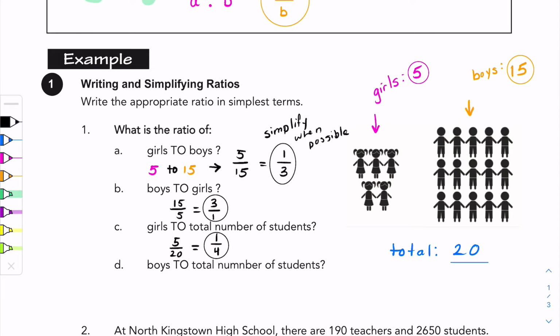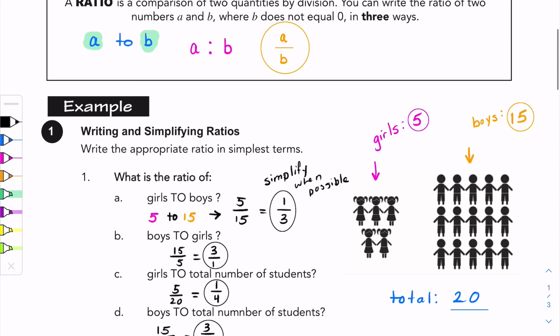And boys to total number of students, that would be 15 to 20. That simplifies to 3 over 4. That means for every 3 boys, there's 4 students total. These are ratios all written as fractions. Remember that you can write them multiple different ways.